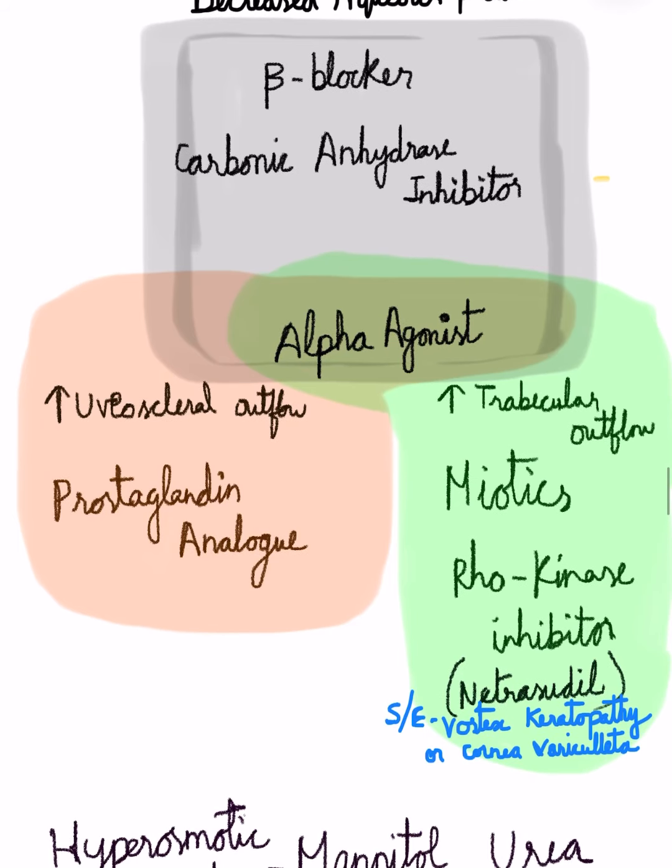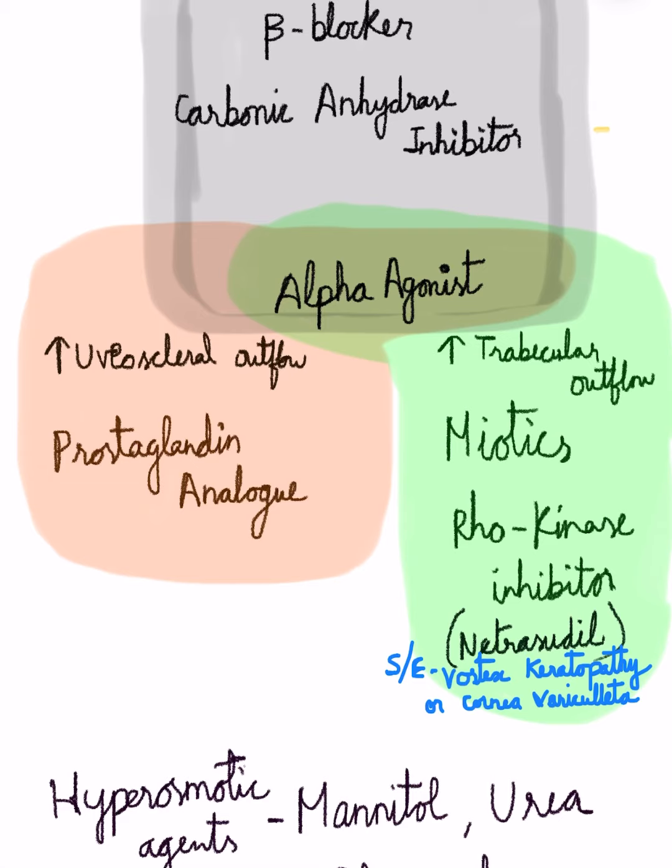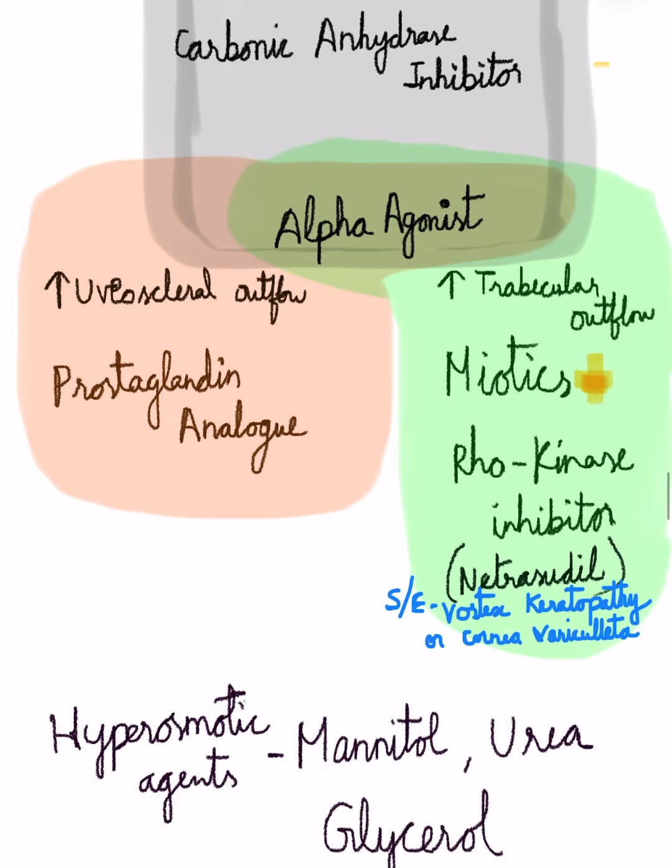And in the case of increasing the trabecular outflow, the main outflow of the aqueous humor, we have again the alpha agonist, which is included in the trabecular outflow, and miotics, which means parasympathetic stimulation, which leads to a decrease in the size of the pupil and helps in increasing trabecular outflow, which relieves the glaucoma. It is also included in the increased trabecular outflow.